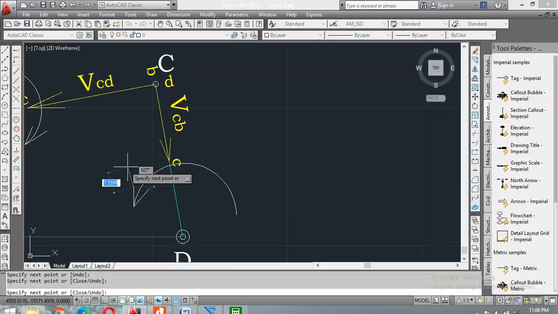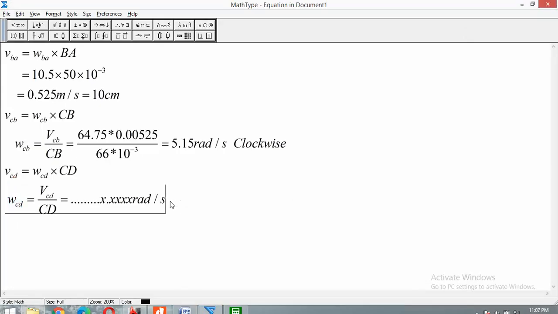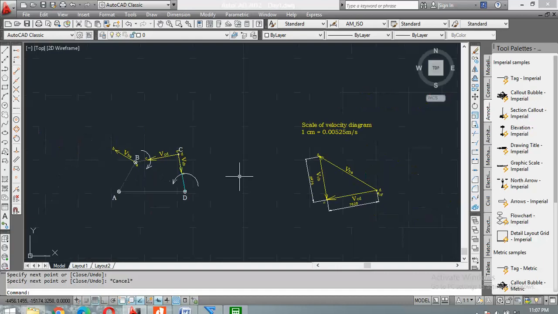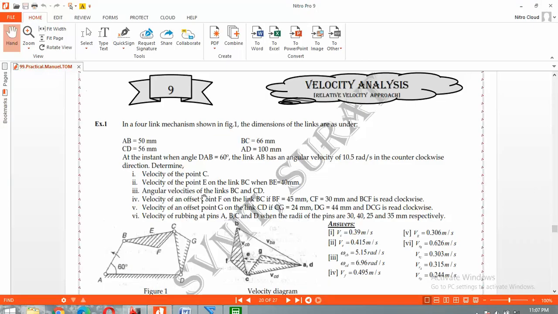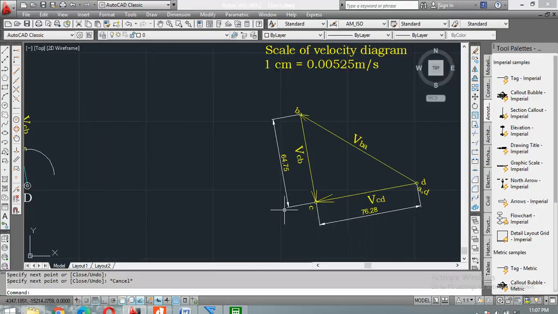So CD rotates in anti-clockwise direction. Here I will write down it is counter-clockwise. So this is about the magnitude and this is about the direction. Let us check how much answer we can get from here. Velocity of point number C. So now he is asking for velocity of point number C.